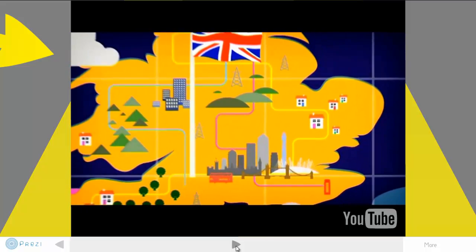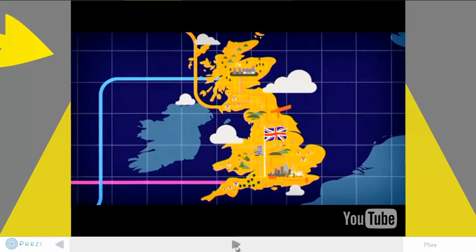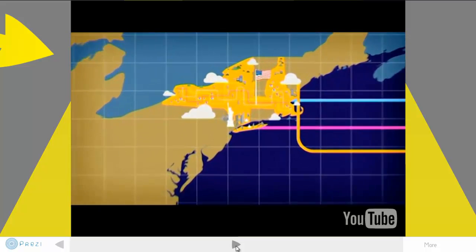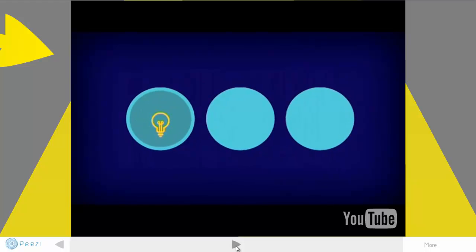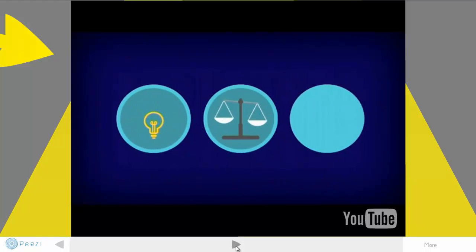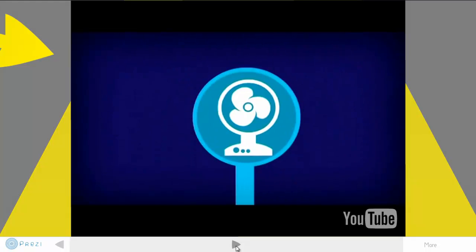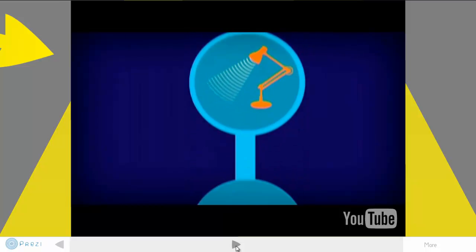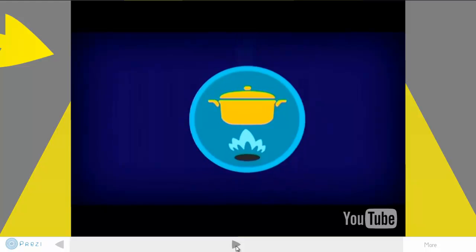National Grid plays a vital role in delivering gas and electricity to many millions of people across Great Britain and northeastern US in an efficient, reliable and safe manner. Electricity cannot be stored, so National Grid must balance supply and demand on a minute-by-minute basis. This function also ensures the security and quality of energy supply across the whole system, so that it's always there when it's needed.